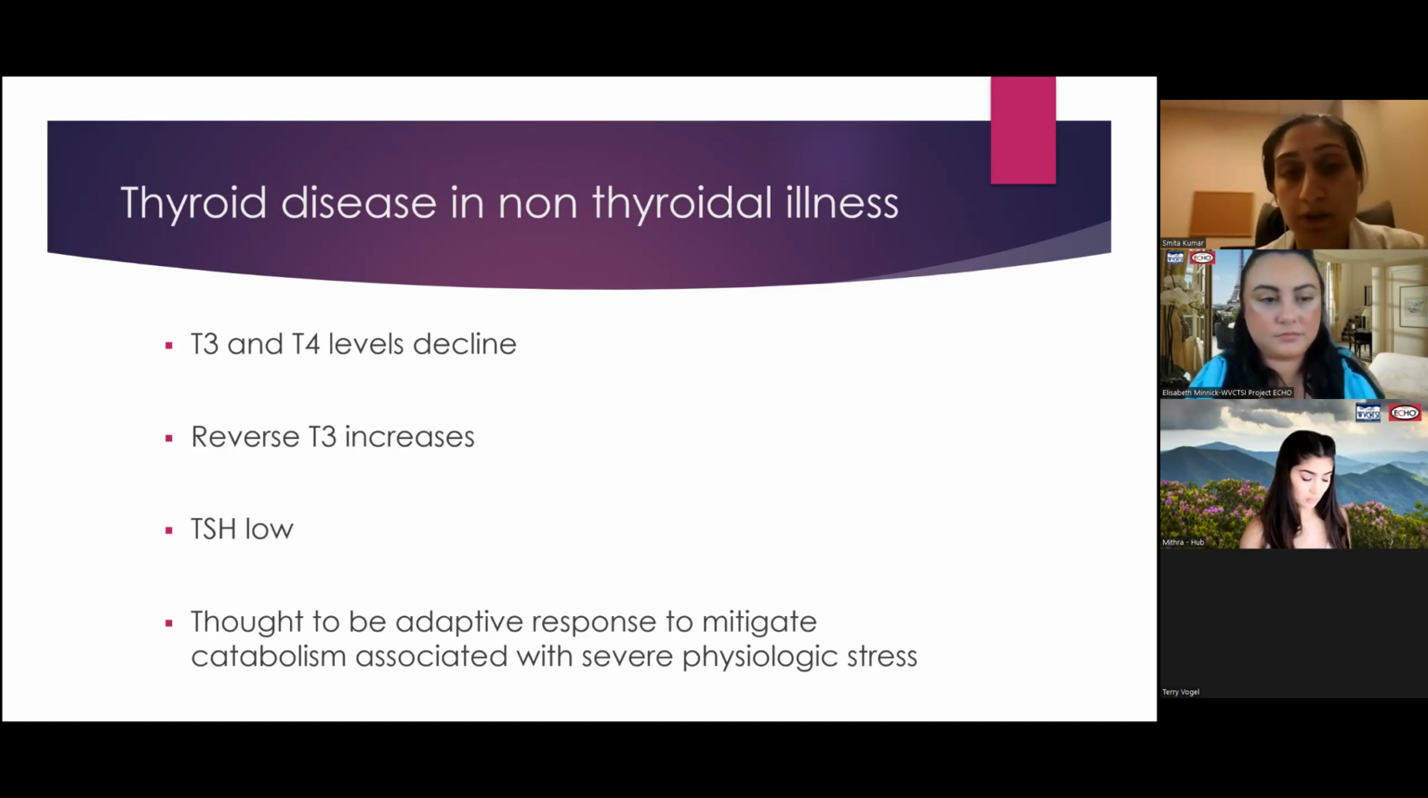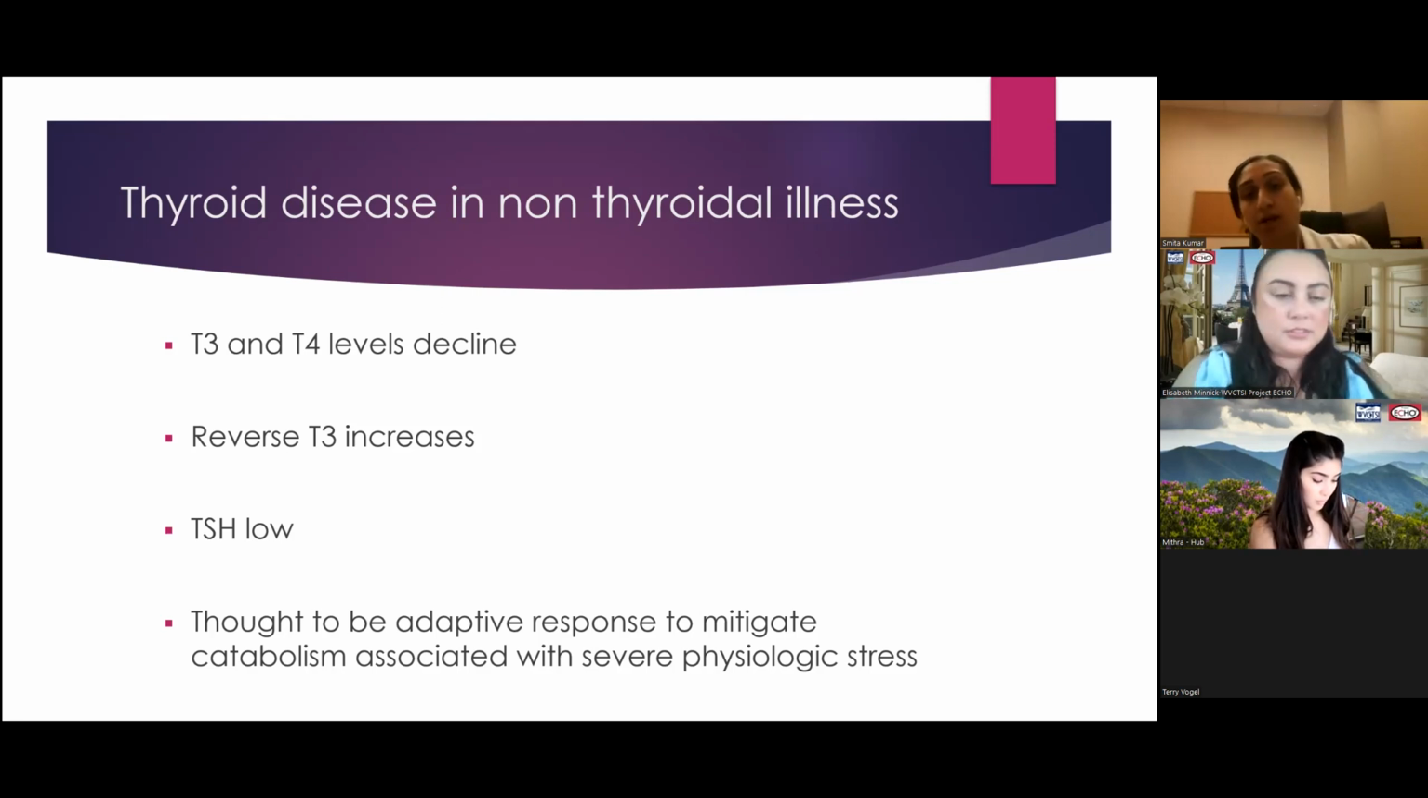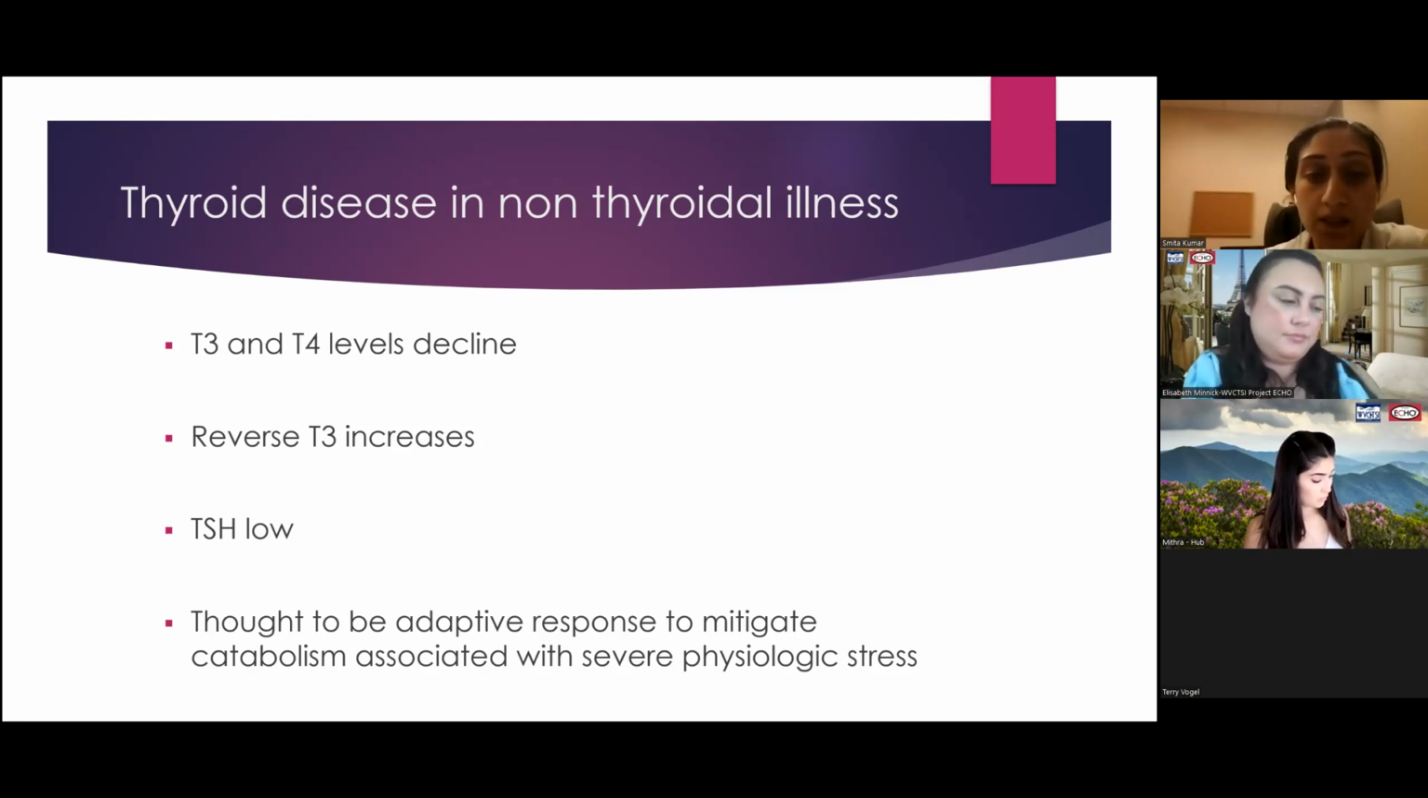Basically, in non-thyroidal illness, so if you're sick for any other reason and it has nothing to do with the thyroid, you can still get abnormal looking thyroid labs. Basically, everything is decreased. So your TSH, your T3, and your T4 may all look low in non-thyroidal illness. And this is thought to be an adaptive response by your body to mitigate catabolism associated with severe physiologic stress. So you don't have to treat non-thyroidal illness. You just have to be able to recognize the lab pattern and the reason why it might be all showing low. And slowly those labs will start to recover as the patient gets better.